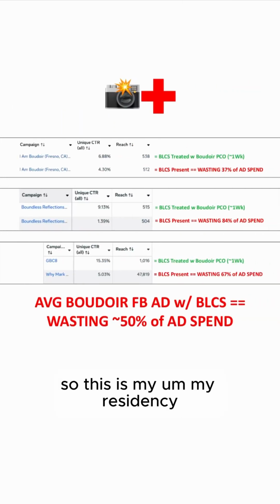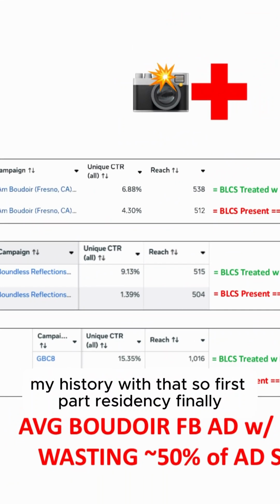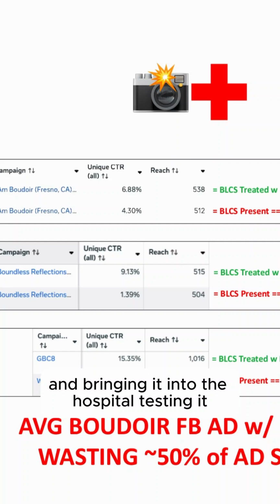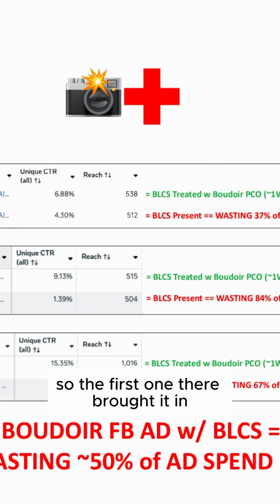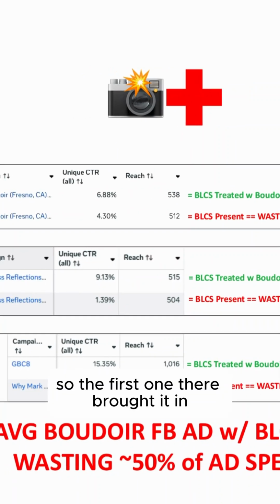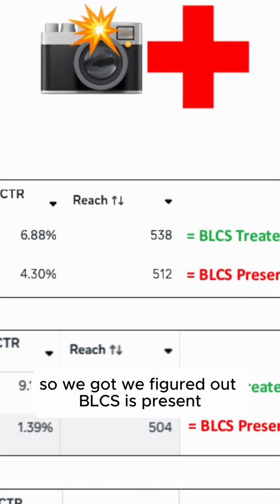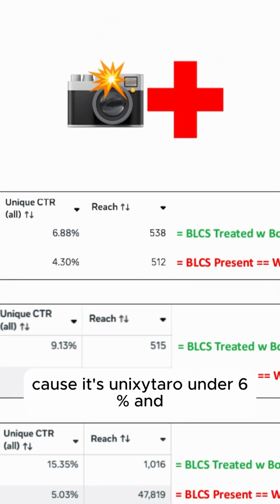So this is my residency, my history with that. First part of my residency, finding a Boudoir Facebook ad out there and bringing it into the hospital, testing it. So the first one there, brought it in, found out its unique CTR was 4.3%. So we figured out BLCS is present because its unique CTR is under 6%.